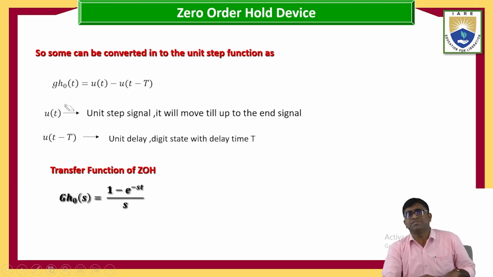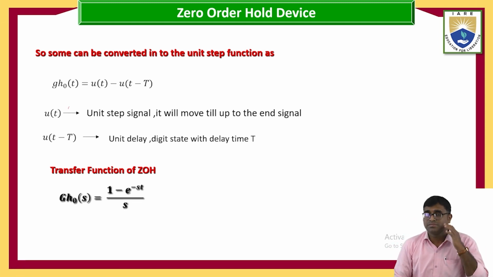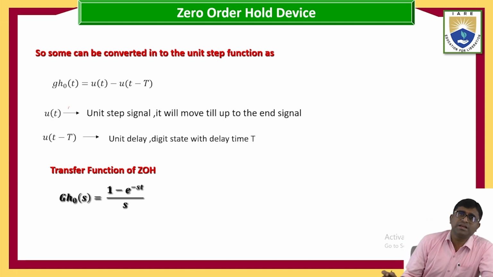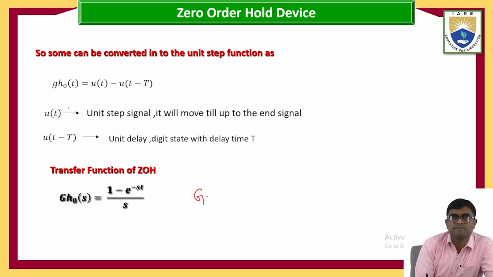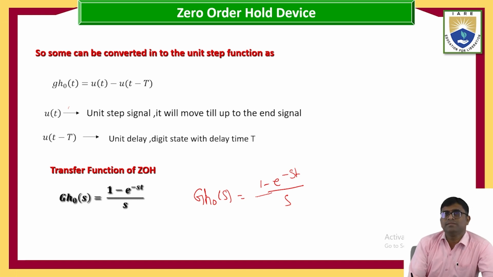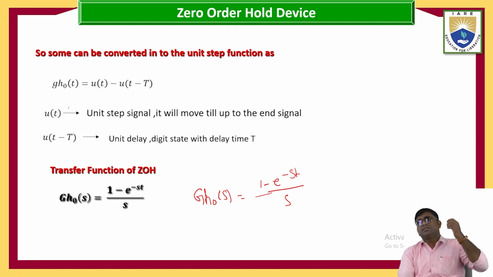Coming for the transfer function of the zero-order hold, this is your standard function. You have to remember that the transfer function is G of h of s equals 1 minus e power of minus sT by s. This is the transfer function of the zero-order hold.